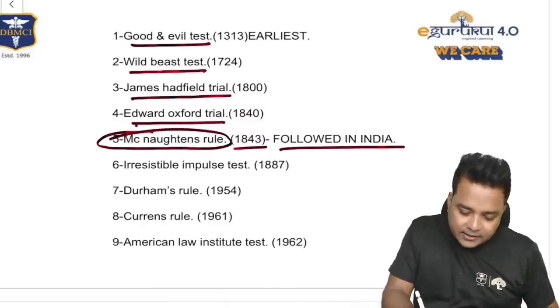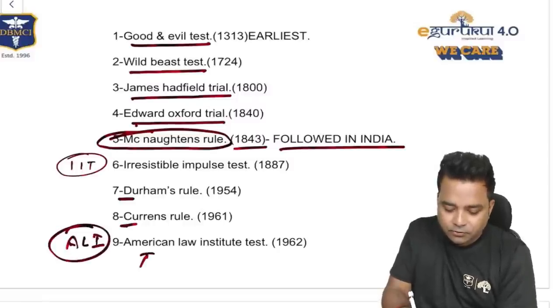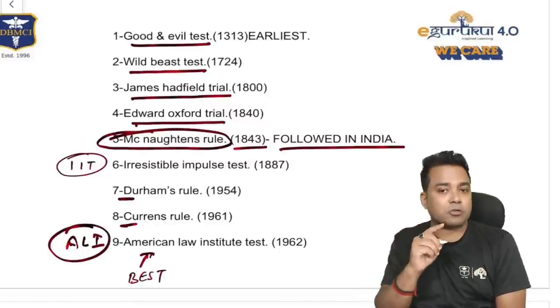Then there is IIT, irresistible impulse test. Then comes Durham's rule, Curran's rule, and ALI test, American Law Institute test. Overall, the best test for insanity all over the world is this last one. What we follow in India is McNaughton's rule.